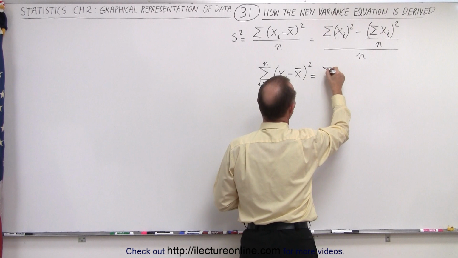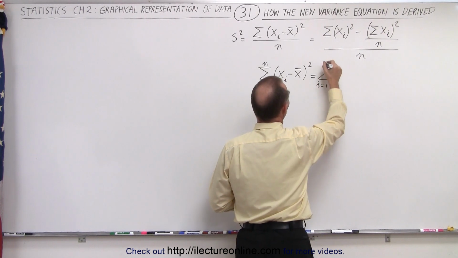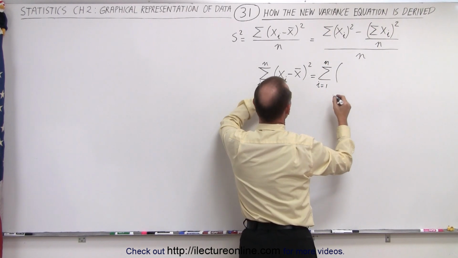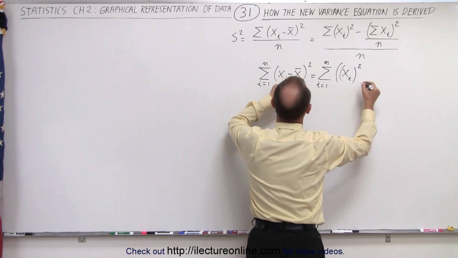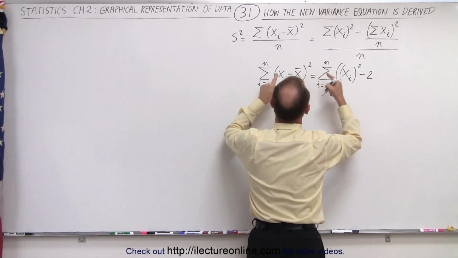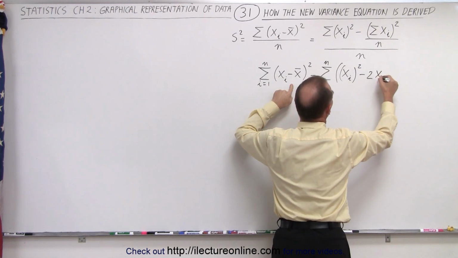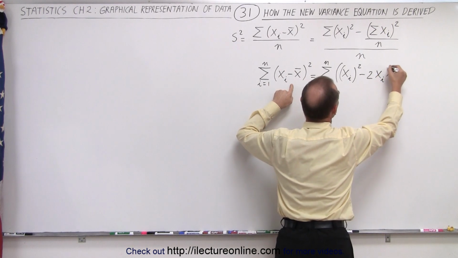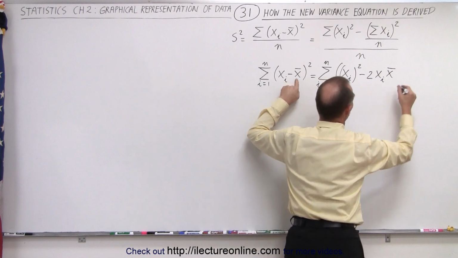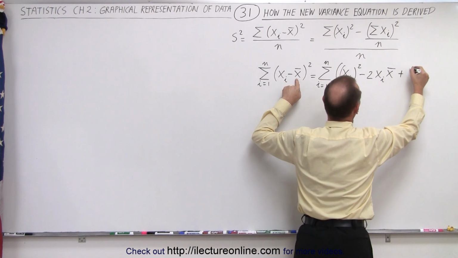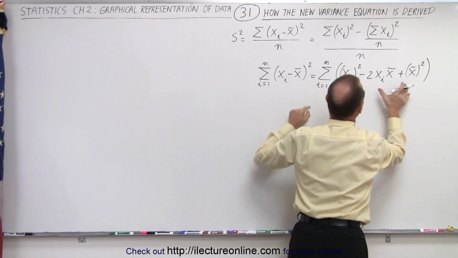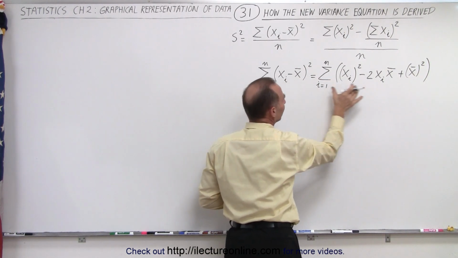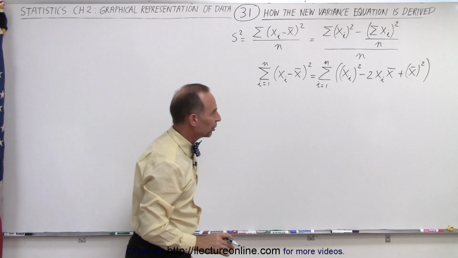So we're going to take the sum from i equals 1 to n of the first term squared, which is x sub i, quantity squared, minus twice the product of the two, which would be x sub i times the mean, and plus the last term squared, so plus the mean quantity squared. So that's now the binomial expanded into a trinomial.